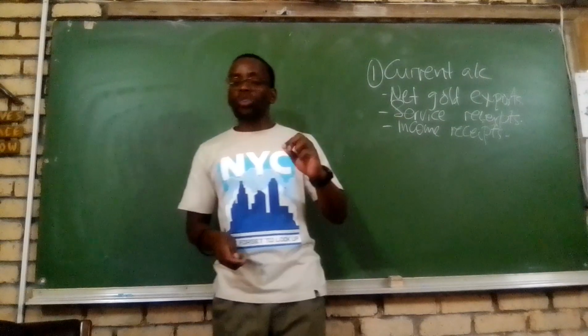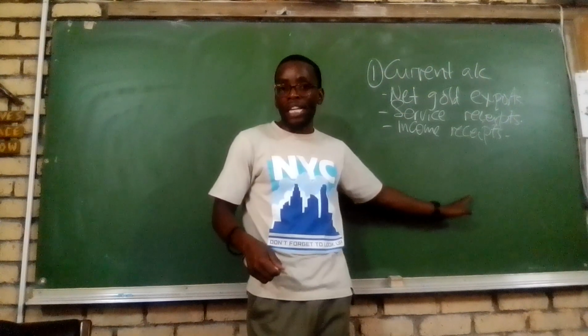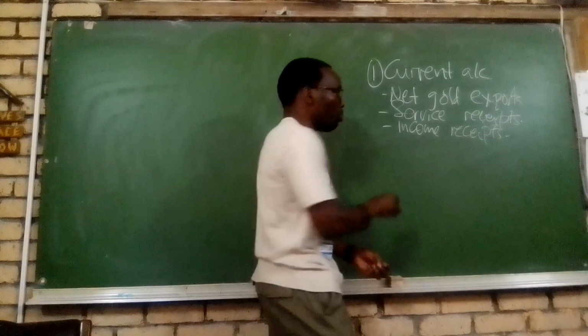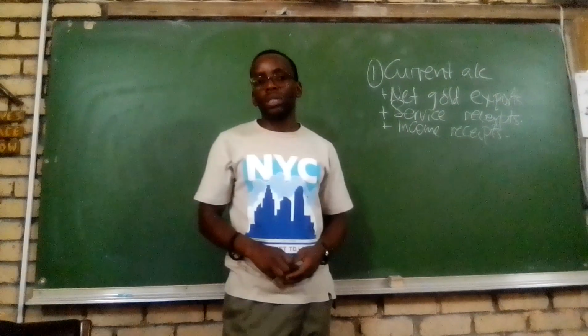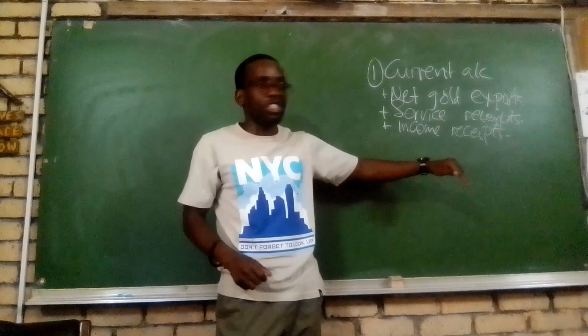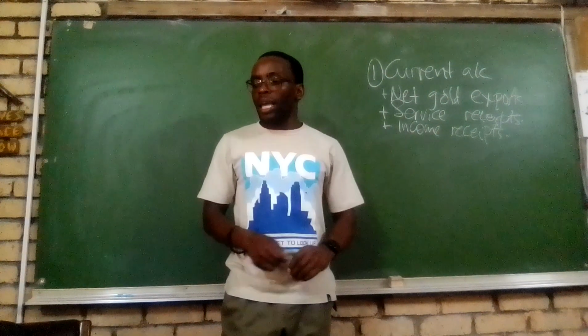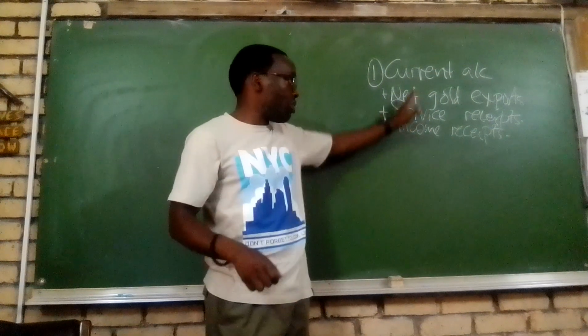Okay, now all these receipts, because these are monies that are coming in, we record them as additions. So we are going to be adding these things in our current account. They are treated as additions because these are monies that we are receiving as an economy. And then we are going to subtract, still in the current account, we have added these three.